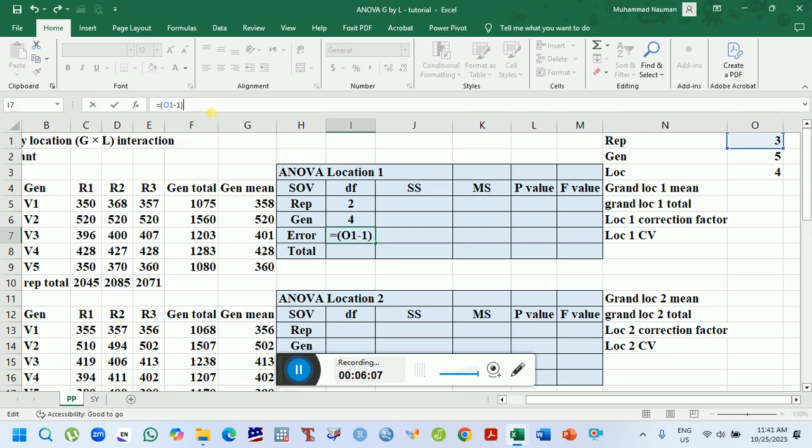Okay, multiply by genotype -1. Put this also in bracket, and to fix these cells, place the dollar sign before and after the alphabet of the reference cell. Okay, we now press enter.